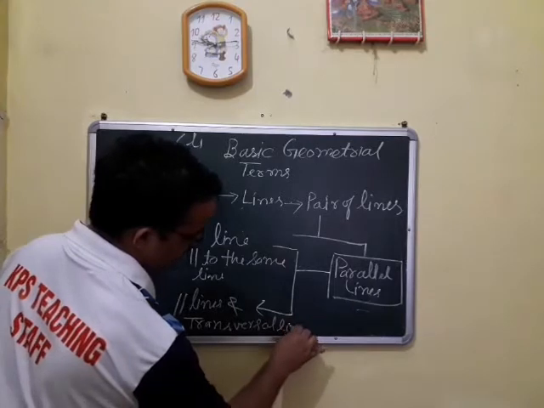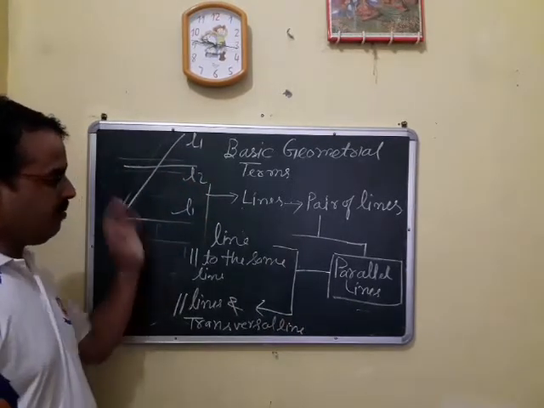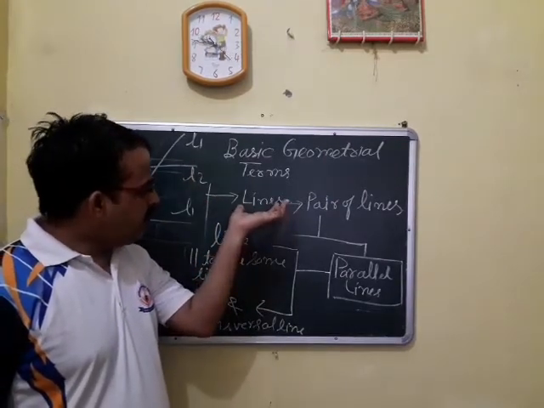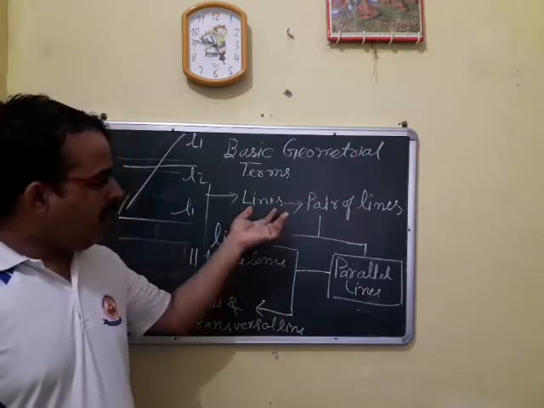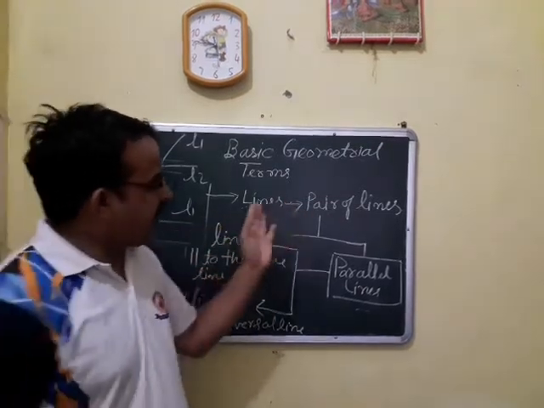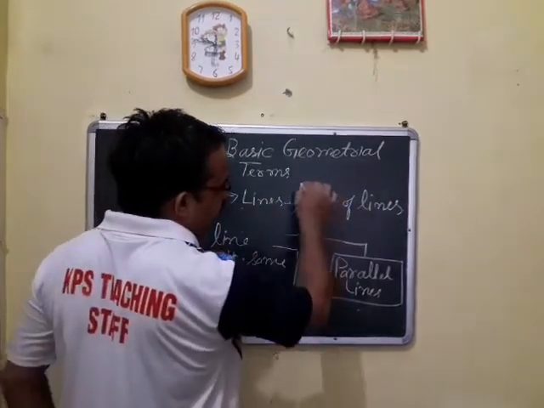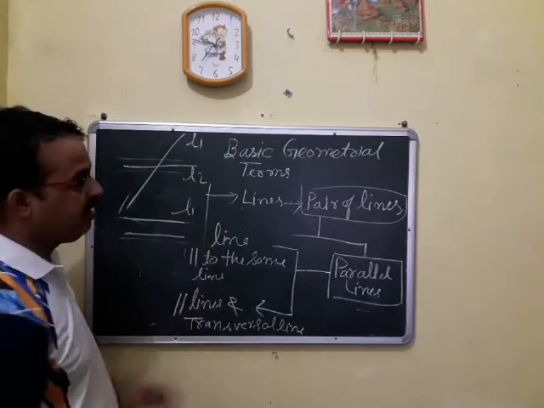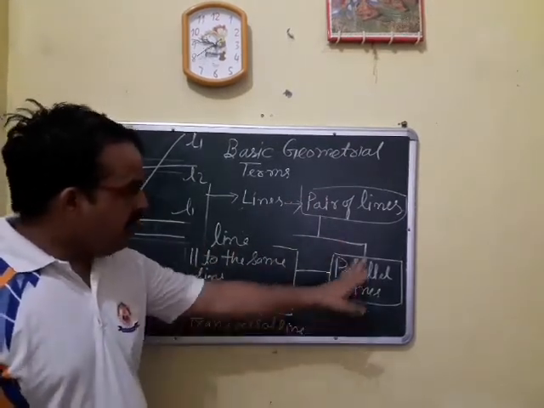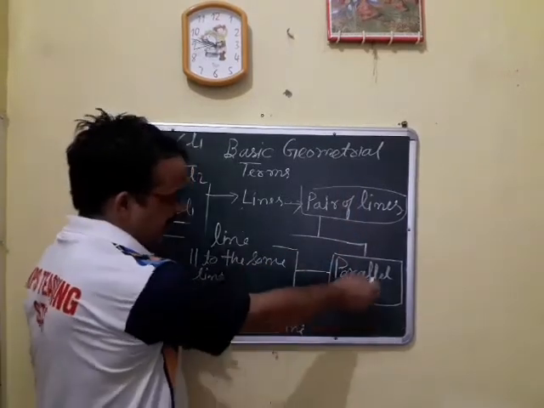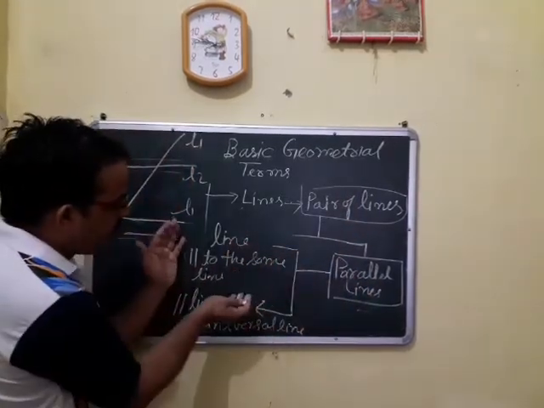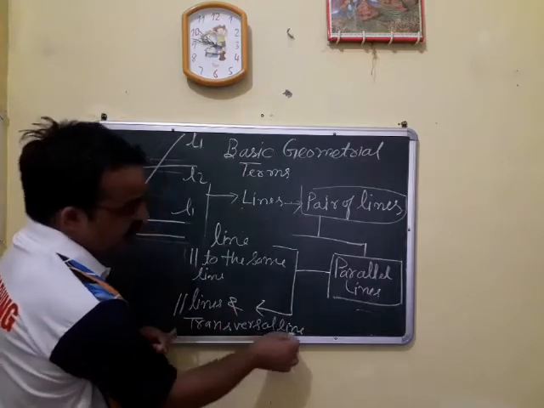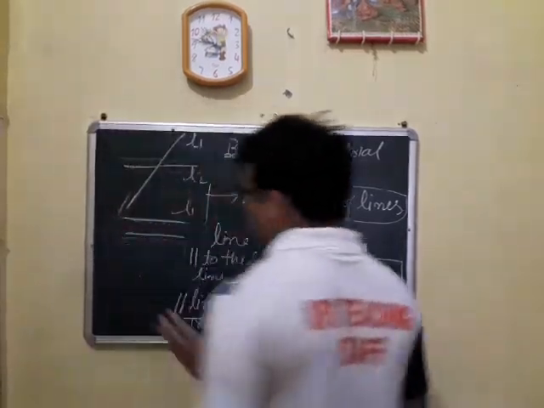Transversal line. Clear? तो यहाँ पे हमने फर्स्ट पॉइंट्स हमने डिस्कस किया. हमने क्या जाना? लाइन हैव नो एंड पॉइंट्स. क्लियर? हियर इज अ लाइन इज टू टाइप्स. पेयर ऑफ लाइंस. L1 and L2 is a pair of lines. Clear? This is divided into parallel lines. Parallel lines are divided into two groups: line parallel to the same line, and parallel lines and the transversal line. Clear?